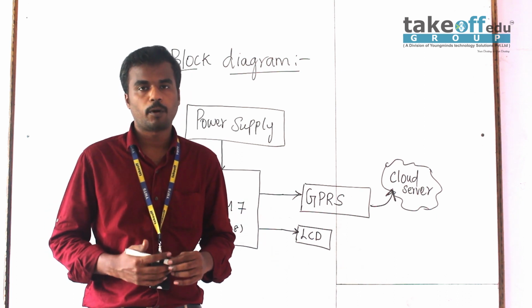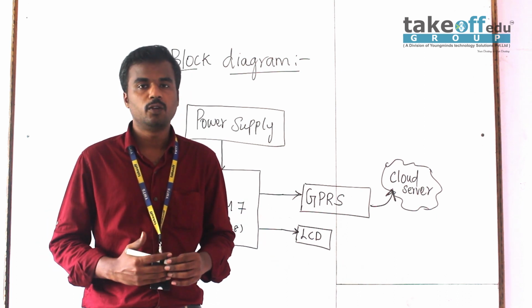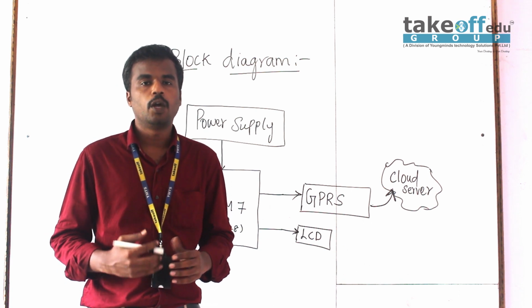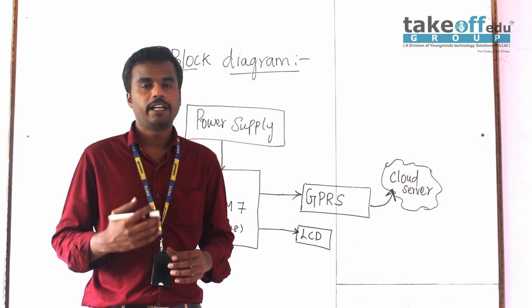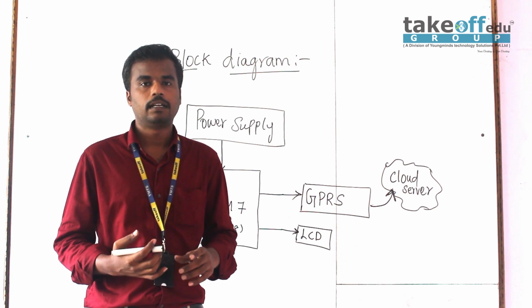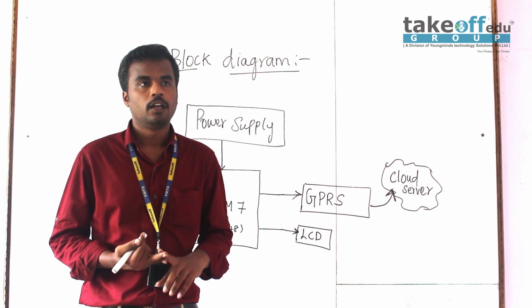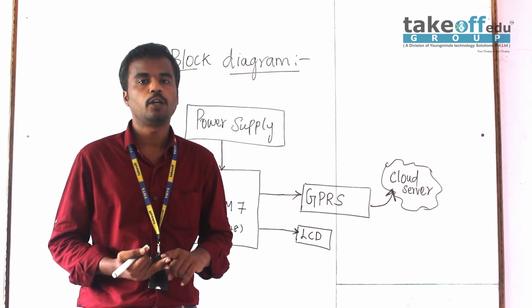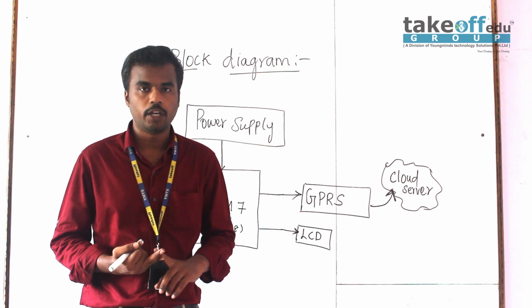Today we are going to do a project on weather forecasting using ARM7. In this project, we are going to take data from the DHT11 sensor, that is temperature and humidity. These two data we are going to upload to a web server, and we are going to check whether the data is uploading or not.